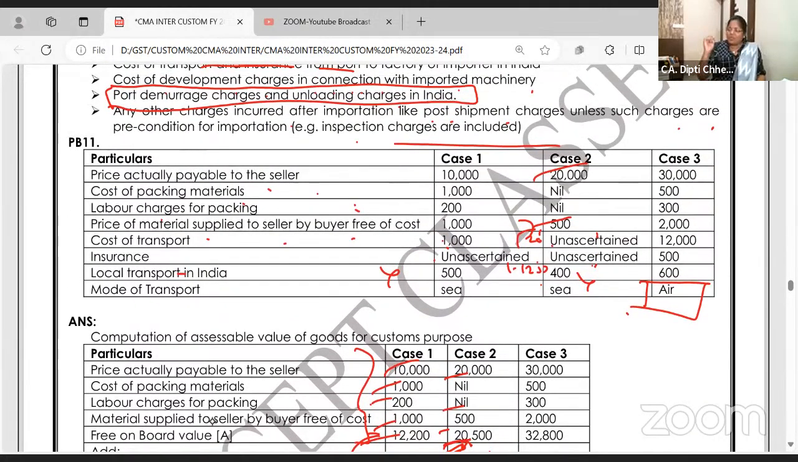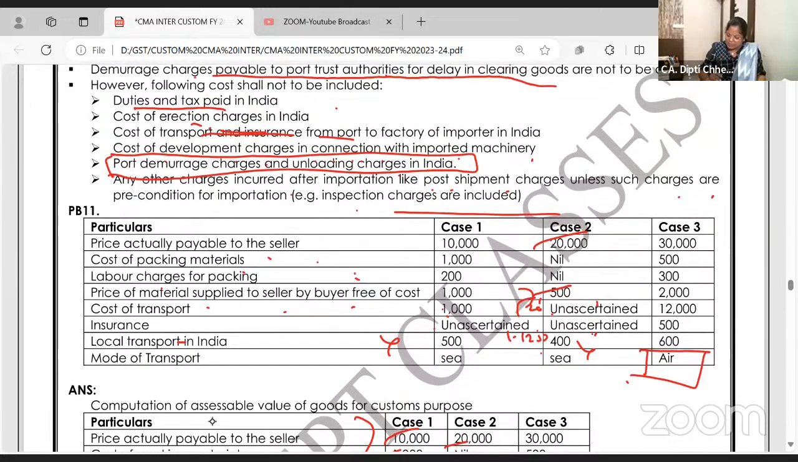You get this. Third one is a little nice. I want you to solve it on your own. Don't look at the answer below. Let us do it ourselves. Okay, 30,000 we have imported. Packing we have done. Labor we have paid. Some material we have supplied, done. Till here, what do you get? This is imported by air. So 30,000 plus 500 plus 300 plus 2,000. How much is it? 32,800.